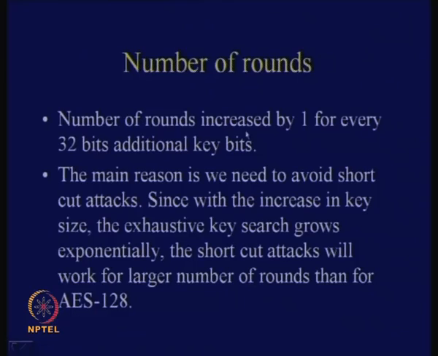But for the other variants, when the number of rounds increases, we have seen that for every 32 bits of additional key, we have increased the number of rounds by 1. For example, in AES 192, what is the difference between 192 and 128? 64. So there are 64 bits more, right? And we have increased the number of rounds by 2. Similarly, for 256, we have again increased it by 2.